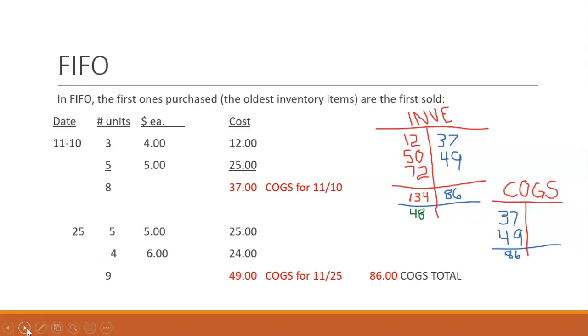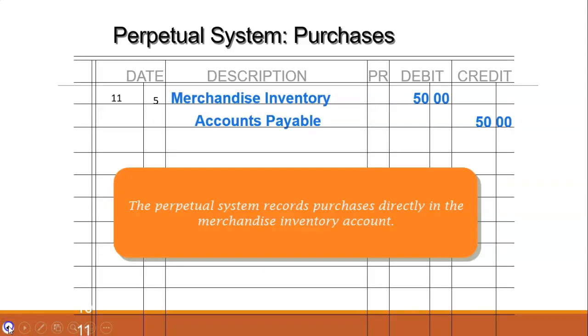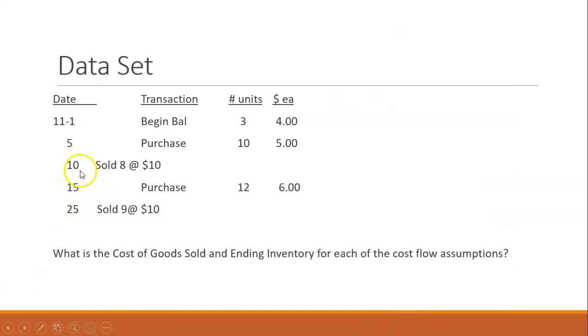So here in the FIFO method, first in, first out, which means the oldest first ones into the store are the first ones we're assuming are sold, whether they're physically sold or not. And so if I go back to my data set, on the 10th, we sold 8 units at $10 a piece. So I'm going to be debiting cash or accounts receivable and crediting sales for this $80, 8 times 10. But now I also need a second journal entry where I figure out the cost.